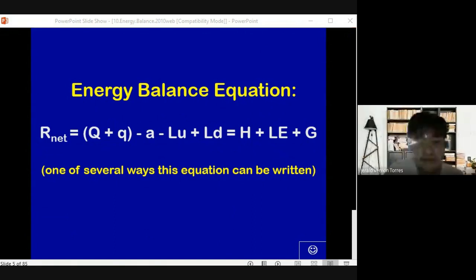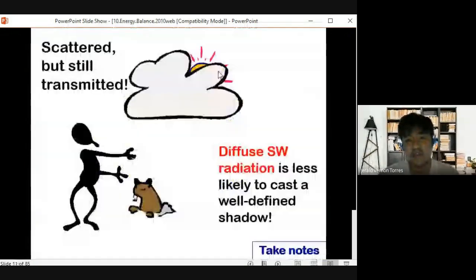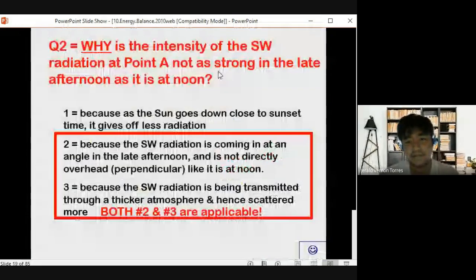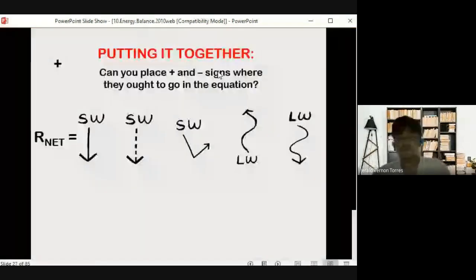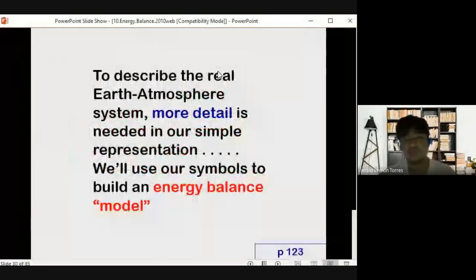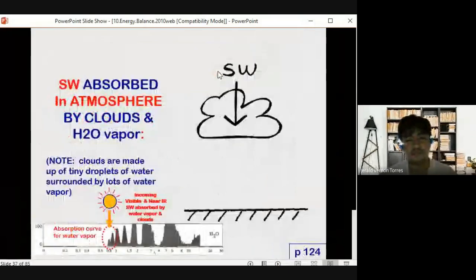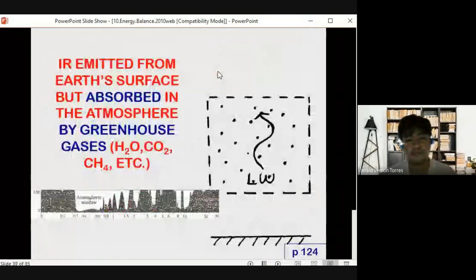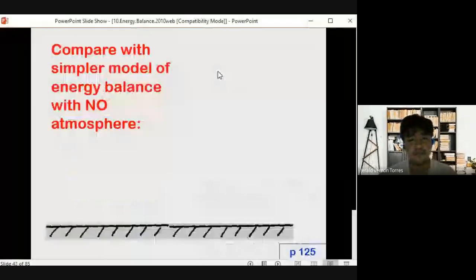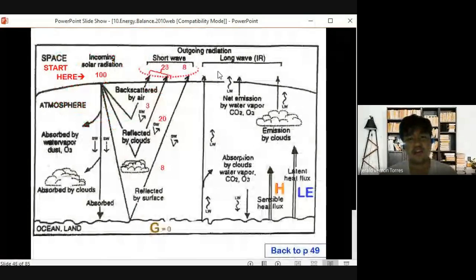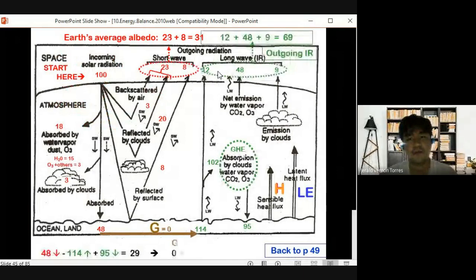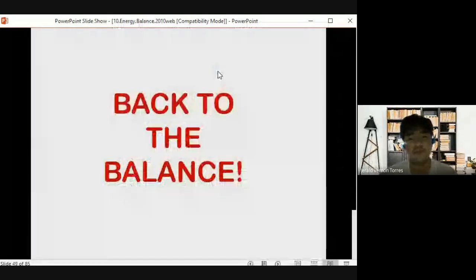Meron din tayong tinatawag na latent heat or the latent energy. And when we're speaking of latent heat, ito yung heat energy na gagamitin para magkaroon ng phase change, para yung solid maging liquid, yung liquid maging gas. We call that as your latent heat or latent energy. And let us go to that part of our discussion later on.